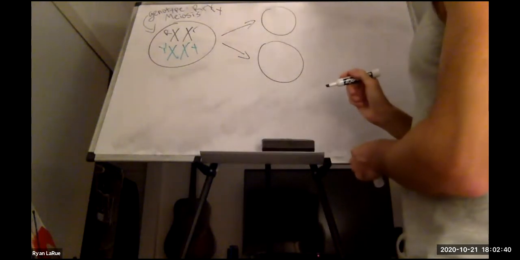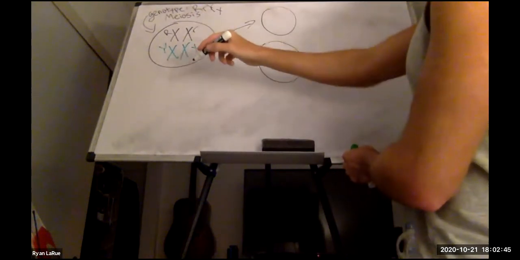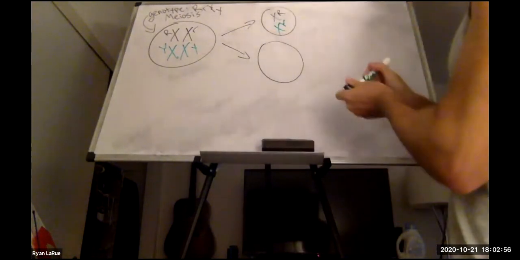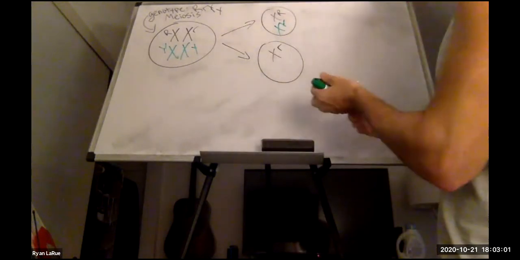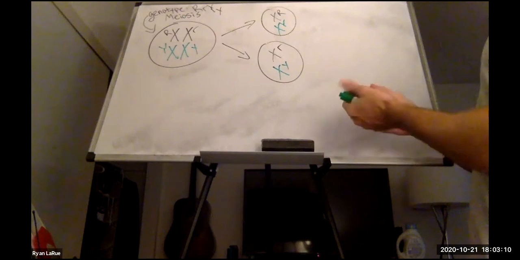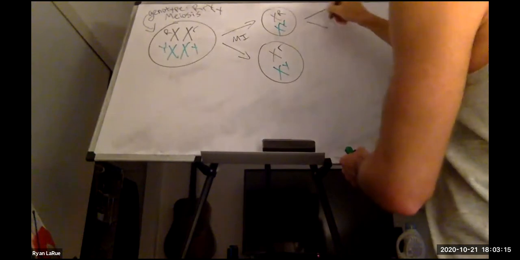So let's do 2 cells. This is after meiosis 1, right? So if we divide that down the middle, this cell is going to have big R, big Y, right? And then this cell is going to have little r, little y. And then, of course, this was meiosis 1. And then meiosis 2.